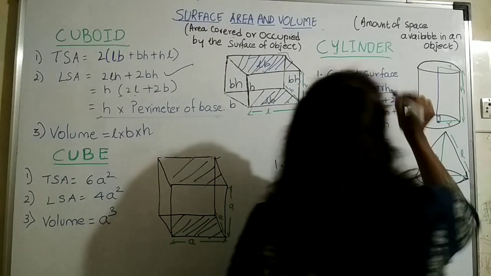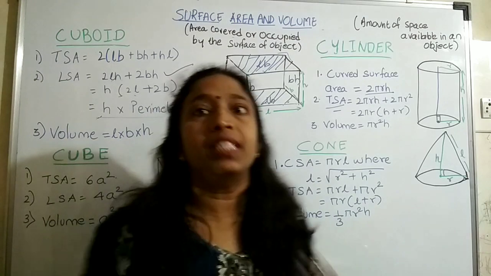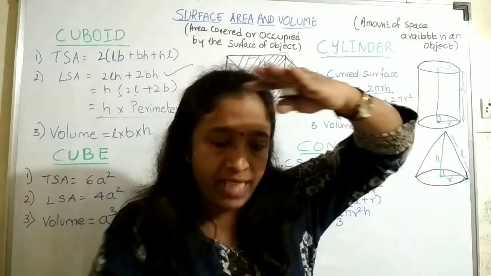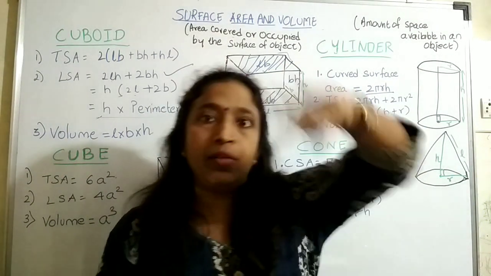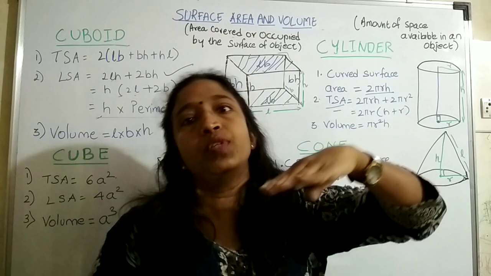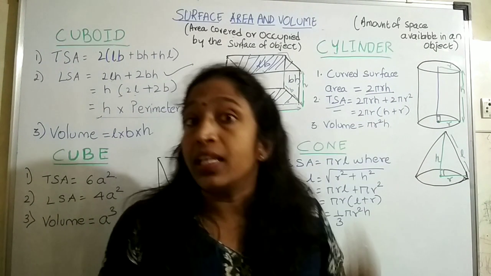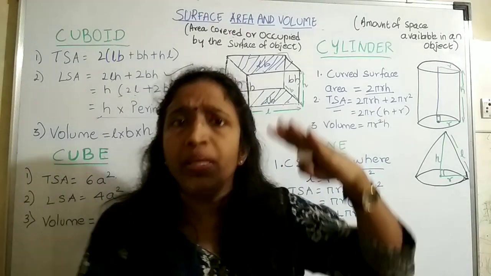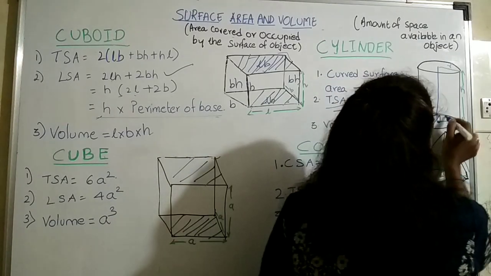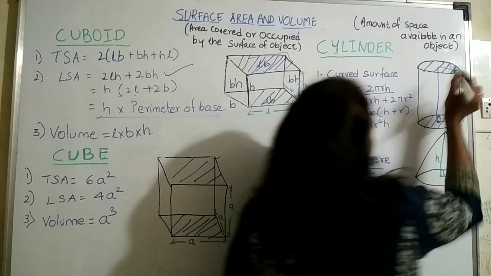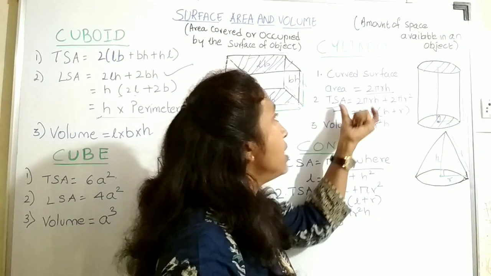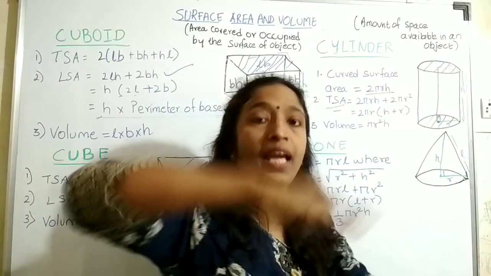So here, 2 pi r h. When we say total surface area of a cylinder, we assume that it has a lid. Top also it is covered and down also it is covered. And we know that the circle formula is pi r square. So how many circles? Here we have pi r square and here also pi r square. So TSA is calculated as CSA plus the area of the bases.